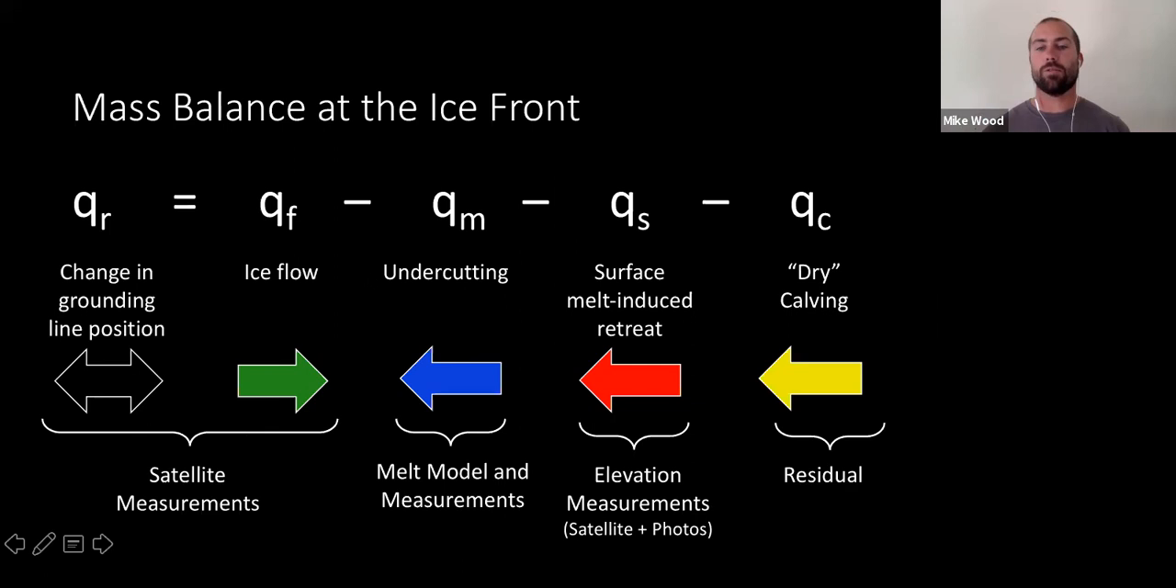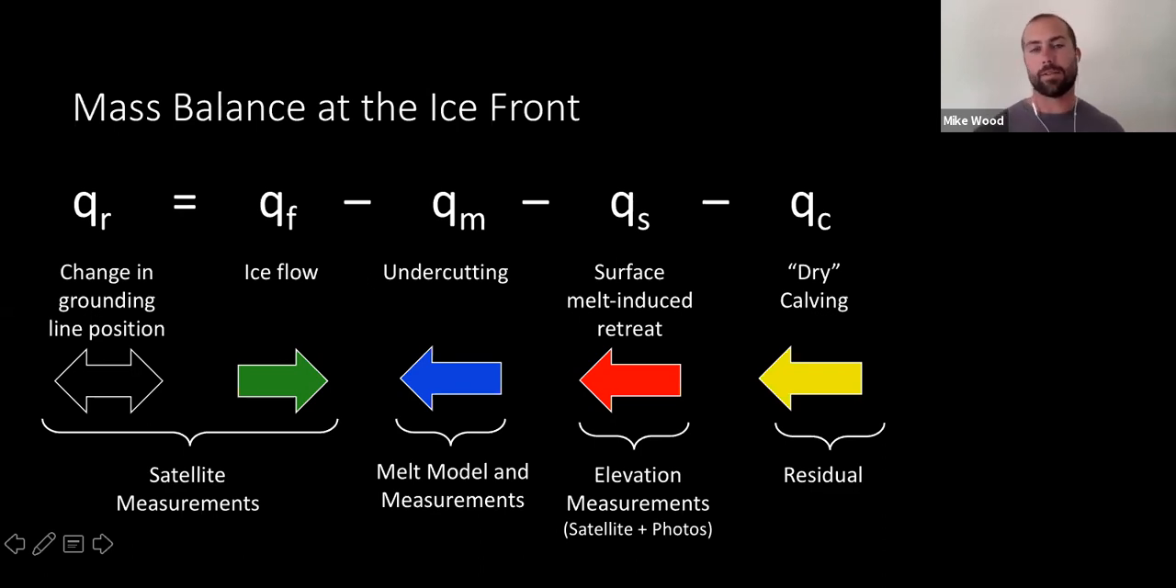For surface melt-induced retreat, we can track the hydrostatic balance of ice near the front through time, using elevation measurements in comparison to the depth of the bed near the glacier. And then for dry calving, since we don't have a way to assess this individually or robustly, we consider this as a residual in this mass balance equation.